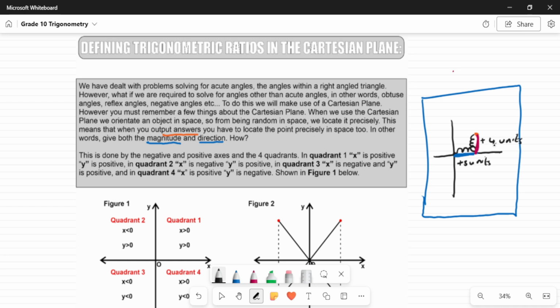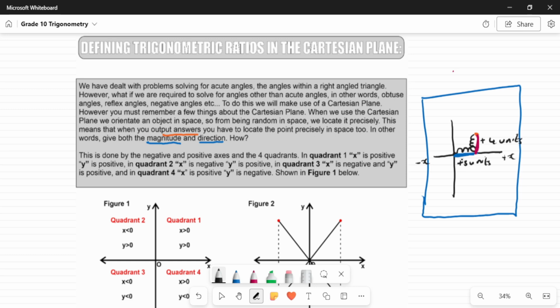This plus sign here is used to show the direction. So this is how we indicate the direction. We indicate the direction using the negative and positive axes, because we know to the right of the region we have positive x, and to the left of the region we have negative x.